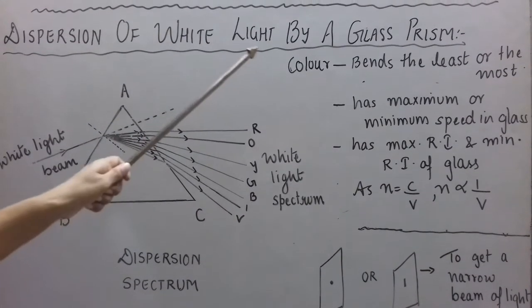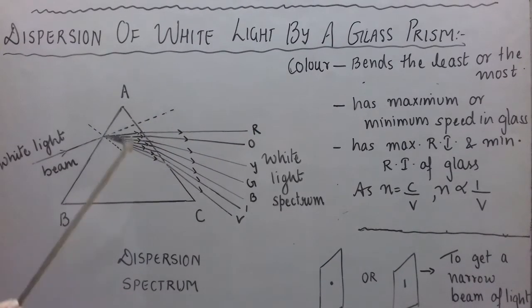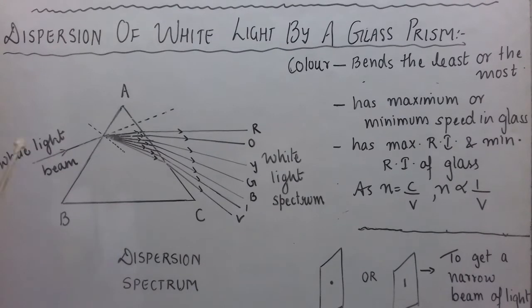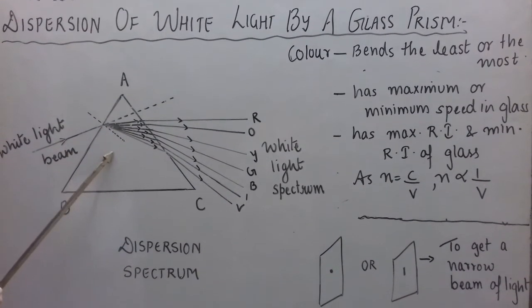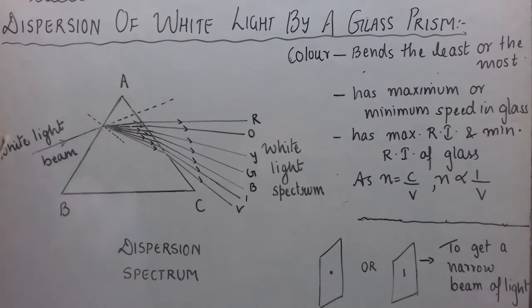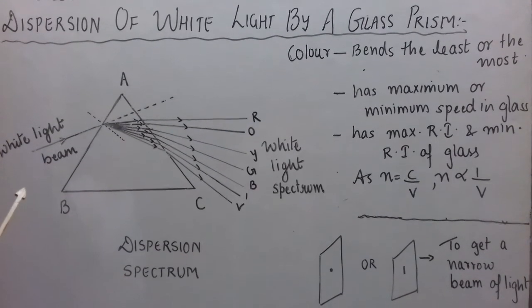So you should be able to answer here: which color bends the least? Red color. Which color bends the most? Violet color. Now I have told you that this splitting takes place inside the glass prism. Let us see the reason for it. Now monochromatic light means a light which has a single color, and by color we mean a single frequency.